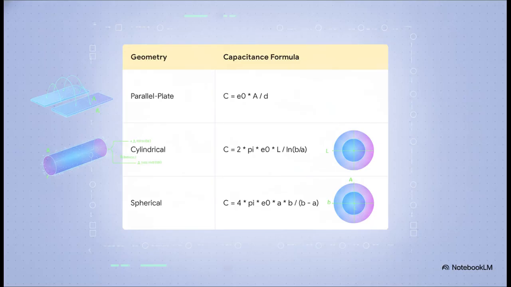And what's wild is that whether we're dealing with flat parallel plates, a long cylindrical coaxial cable, or even concentric spheres, there is a glaring pattern in the math. Capacitance relies entirely on geometrical factors. It's all about the surface area of the plates and the separation distance between them. Tweak the physical geometry and you fundamentally change the capacitance.